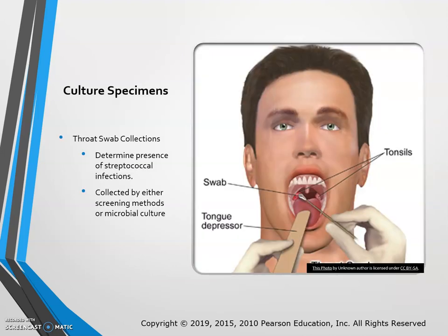The throat swab collection to determine presence of streptococcal infection, also referred to as strep throat, is collected by either screening method or microbiology culture. The technician will use a tongue depressor and ask the patient to tilt their head back. They're going to swab areas that look pus-like, red, or white, in a figure 8 pattern in the mouth. We want to avoid collecting the swab from the cheek or the tongue.